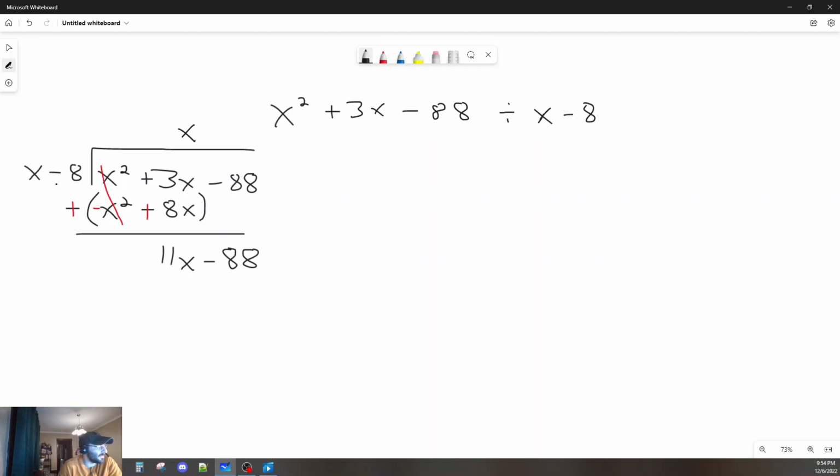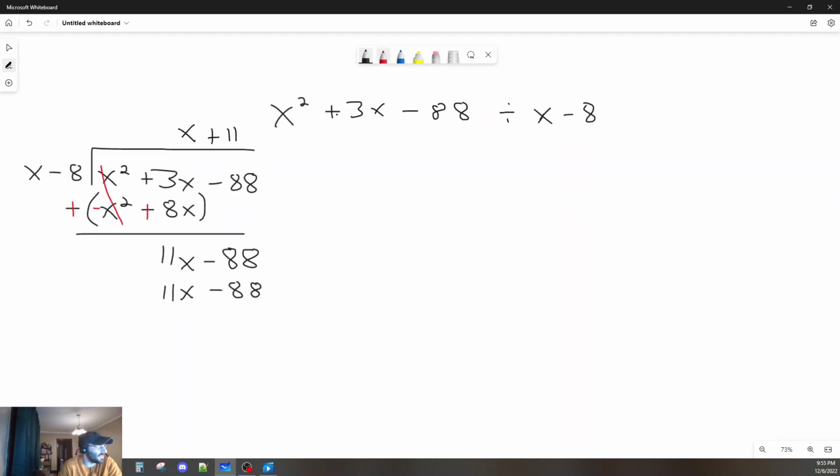Okay, now same thing. X minus 8 goes into 11x minus 88. All you care about is the highest variable, which is x. How many times does x go into 11x? X goes into 11x 11 times, because 11 times x is 11x. So it's positive 11, plus 11. Now you've got to multiply this 11 times x minus 8. Well, 11 times x is 11x. 11 times negative 8 is negative 88.